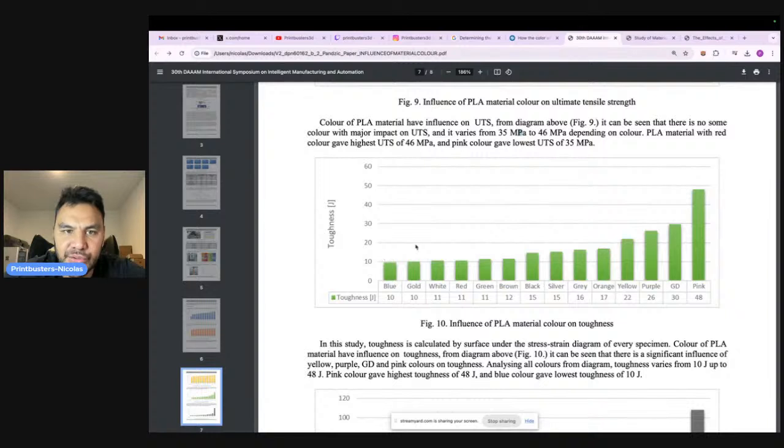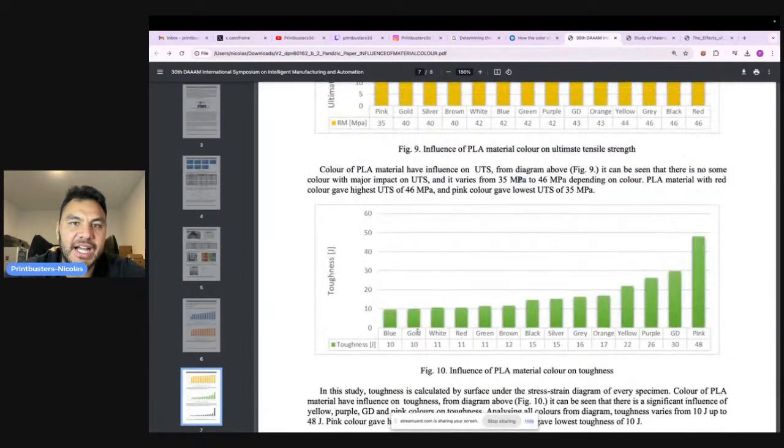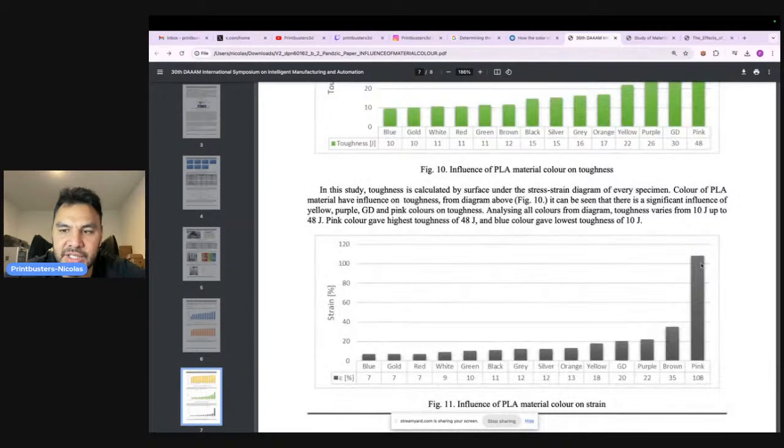Look at that huge difference between pink and blue. It's a factor of almost 5 between pink and blue. And I have a hard time believing that it's only because of the pigment or the dye that you have such a difference. So that's why learning more about the materials would be very useful.